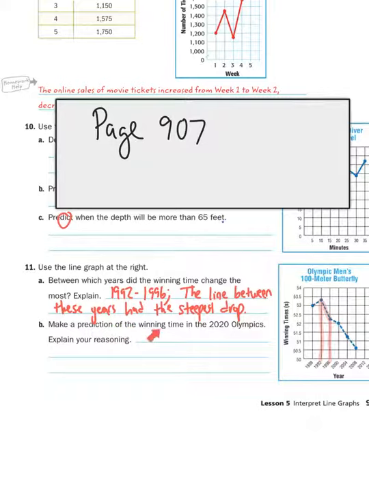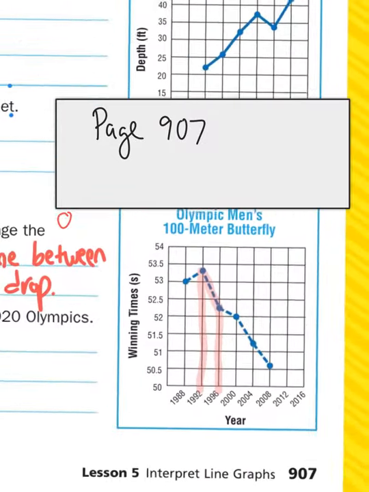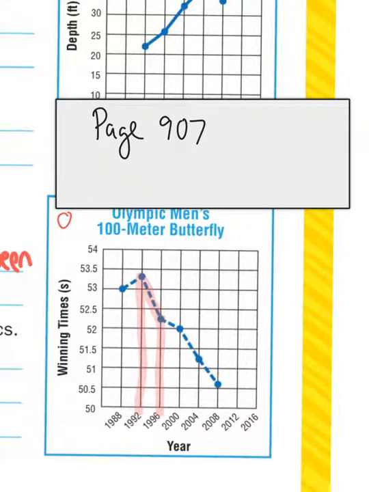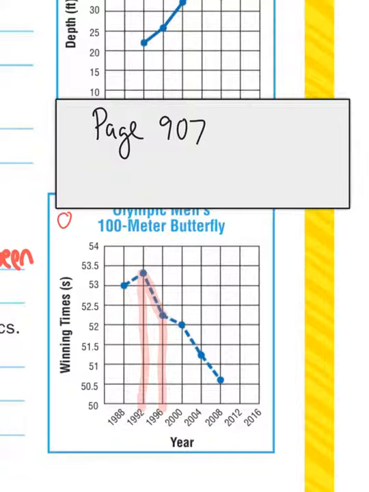Make a prediction of the winning time in the 2020 Olympics. Explain your reasoning. So we're looking at the 2020 Olympics. Now, so far, the graph has up to 2008, and they have 2012, 2016, and the Olympics are every 4 years. So to make a prediction, I'll show you what I'm going to do.